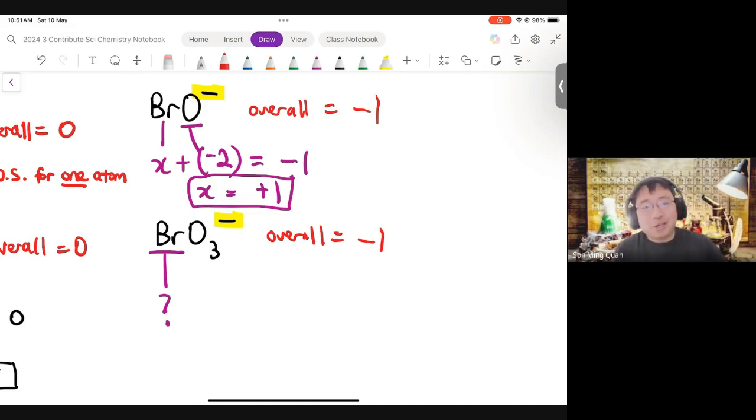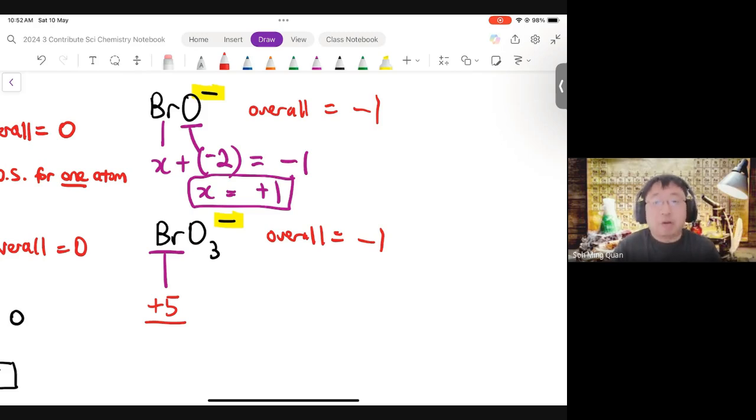Okay, so in the interest of time, let me just review the answer. Okay, the oxidation state of bromine in BrO3 minus is actually +5. All right, so if you didn't get +5, then we will need to relook at where in your working have you gone wrong in the calculation.